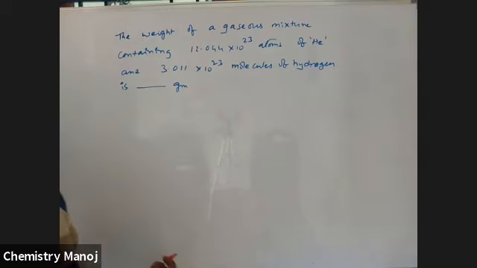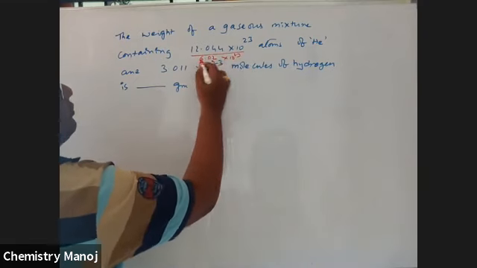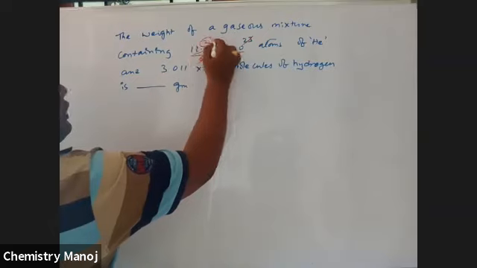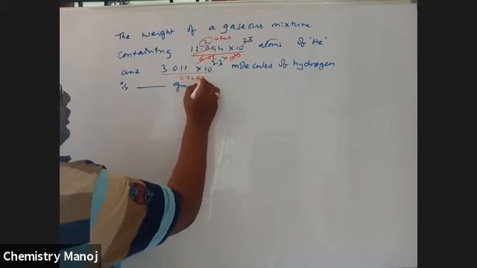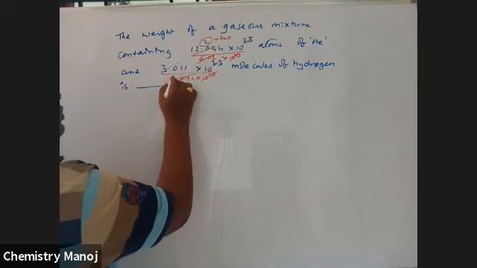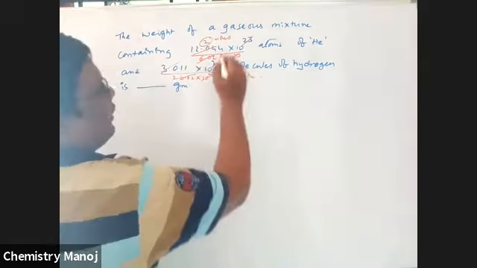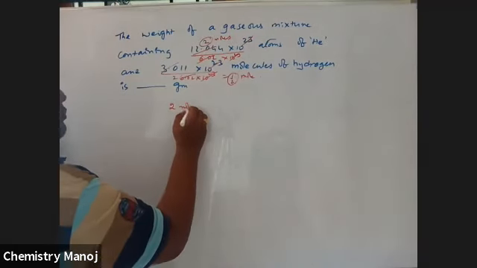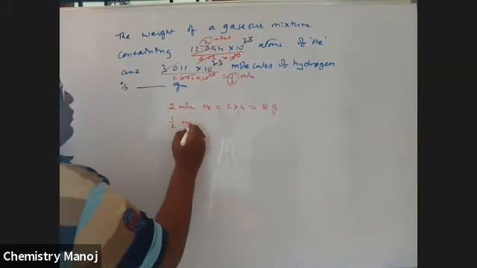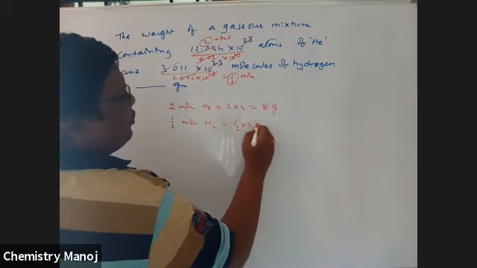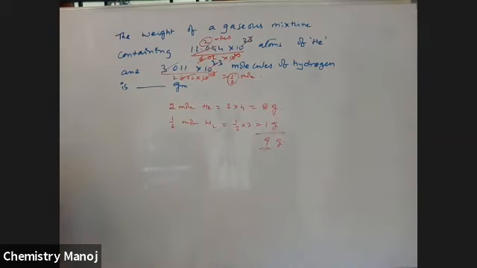Convert these into moles. Divide by 6.02 into 10 power 23: it is 2 moles of helium. Next, it is half mole of H2. 2 moles helium is equal to 2 into 4, which is 8 grams. Half mole H2 is half into 2, which is 1 gram. Total 9 grams.